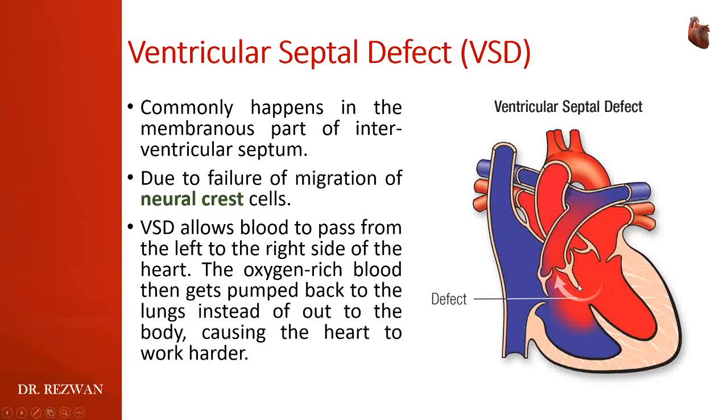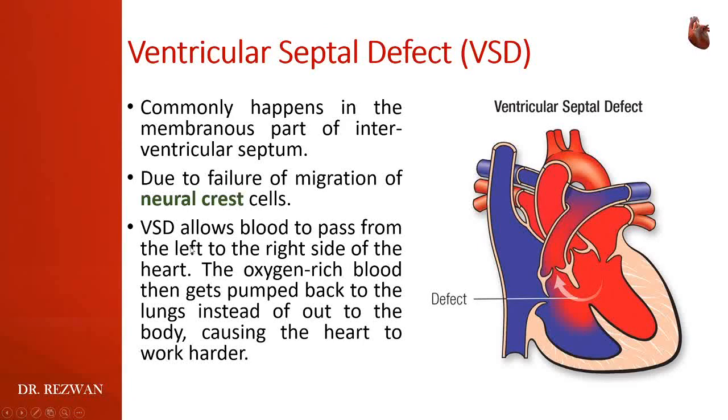About the neural crest cells, these cells are not present in the heart. They have to come from distal places, and they have to migrate to this place to make the membranous part of the interventricular septum. So during the time of migration, if they fail to come, then there will be some gap over here at the membranous part, and that is called the ventricular septal defect.